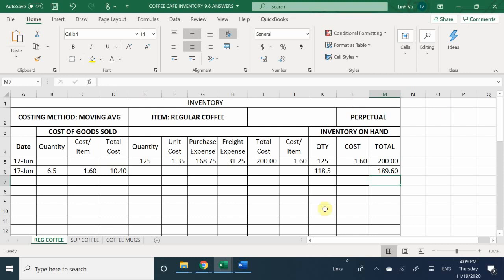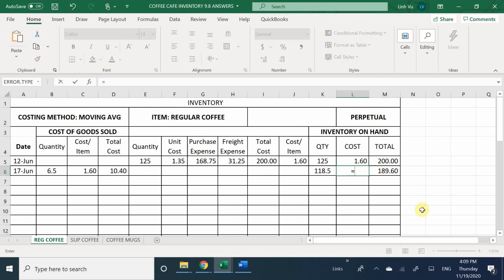All right. And then now your cost per item column on your inventory on hand, that little middle one, is going to be your formula, because now we're doing moving average. We need to always update the cost per item. We always need to calculate our average cost per item. So this is where your formula is going to be.